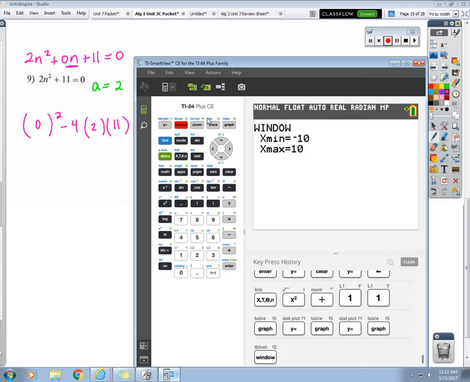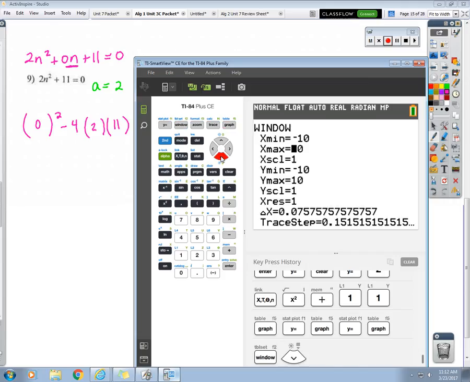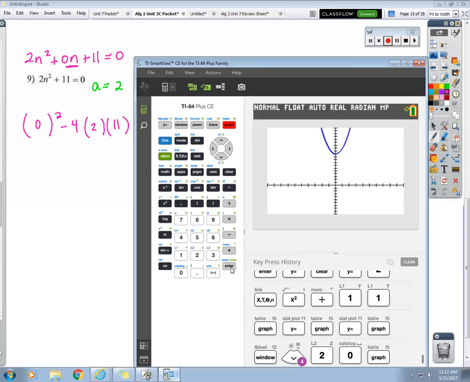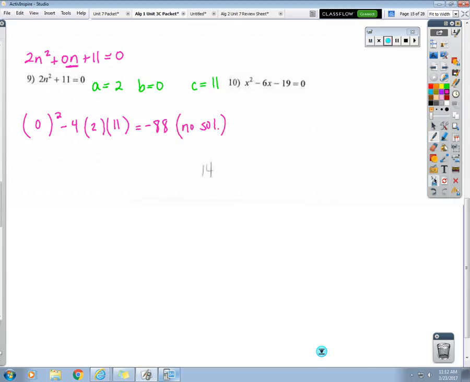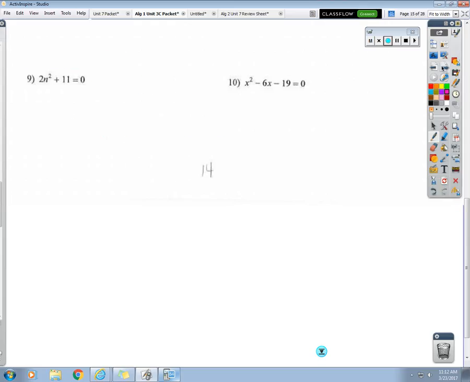If I go up the window further to like up 20, then I see it way up there. See how it never hits or crosses through the x-axis? That's why it's no solutions. The solutions are where it hits the x-axis. Okay, now let's move to the next page for today's practice.